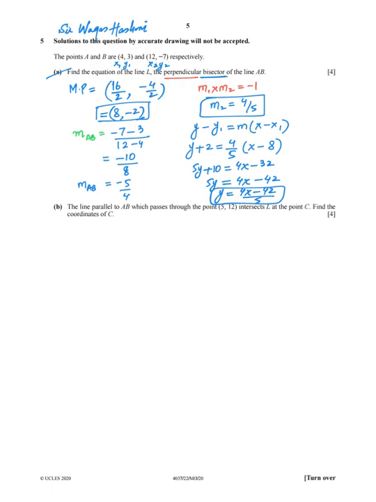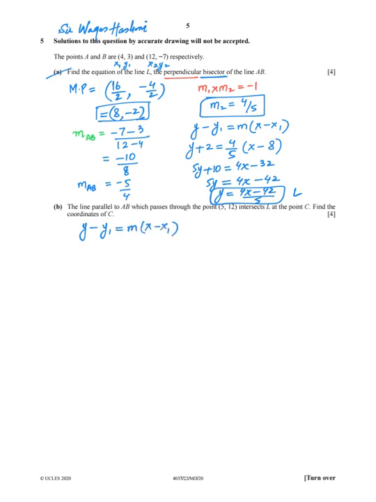Next part. The line parallel to AB which passes through the point (5, 12) intersects L at the point C. Now we have the equation of L in the first part. Find the coordinates of C. So it says the line parallel to AB passes through the point (5, 12). So firstly, I need to find the equation of the line. So y minus y1 equals m(x minus x1).